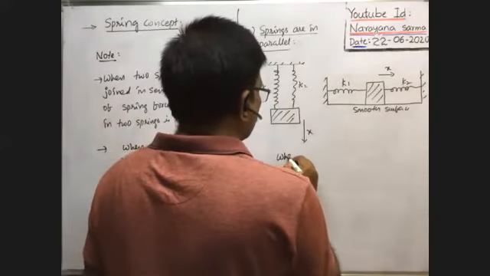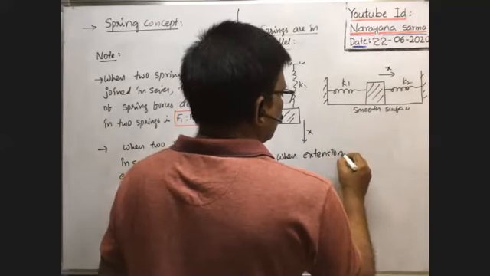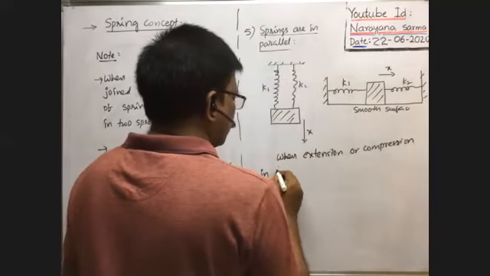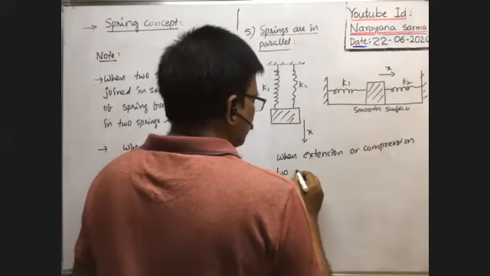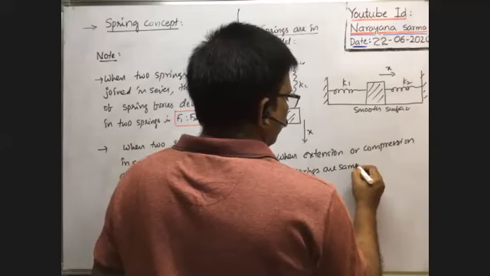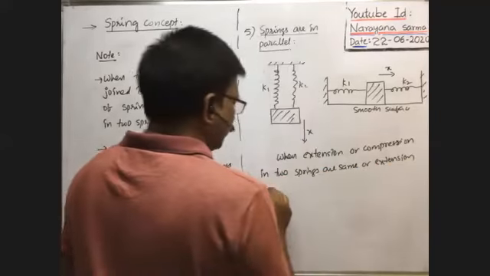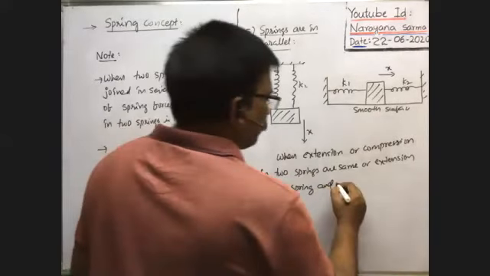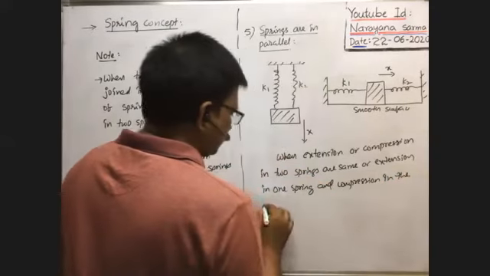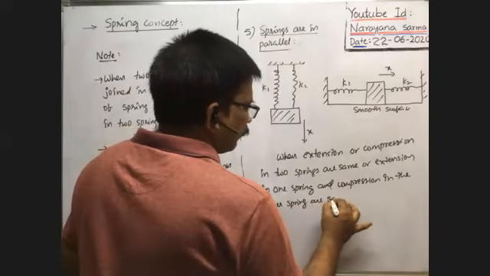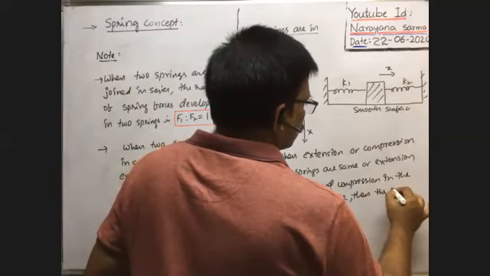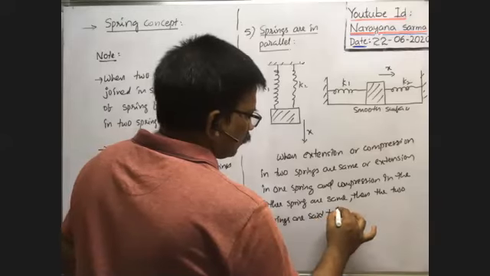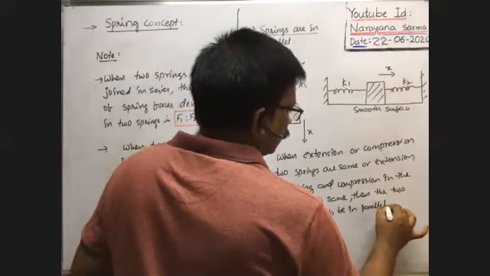So when extension or compression in two springs, in the given springs, not only two, any number, in two springs are same, or extension in one spring and compression in the other spring are same, then the two springs are said to be in parallel. Two springs are said to be in parallel.